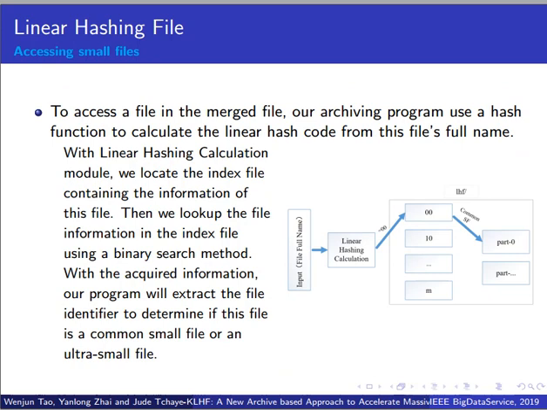To access files in the merged file, our archiving program uses the hashing function to calculate the linear hashing code for these files. With the linear hashing calculation module, we locate the index file containing the information of this file. Then we look up the file information in the index file using a binary search method. With the acquired information, our program will extract the file identifier to determine whether this file is a common small file or an ultra small file.